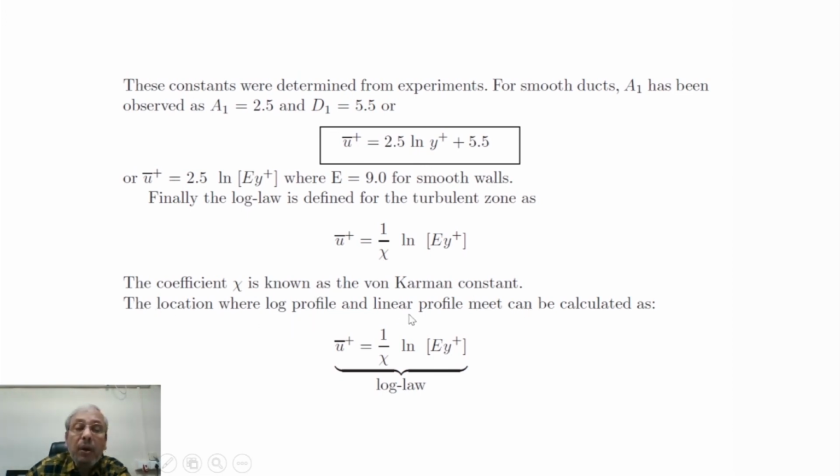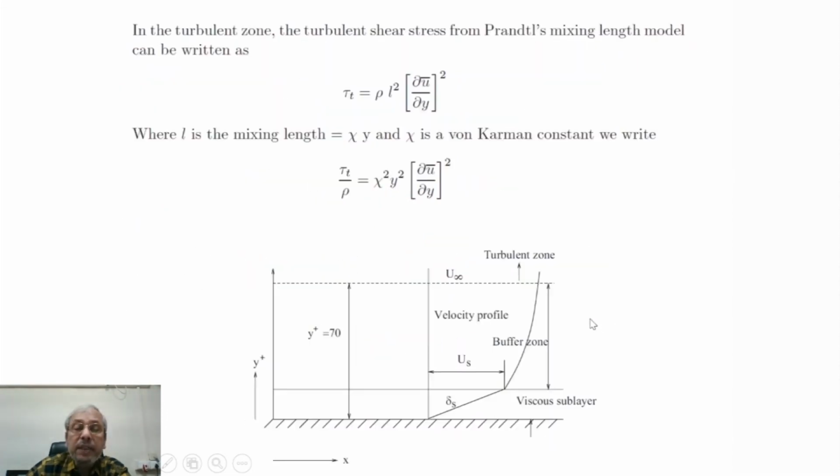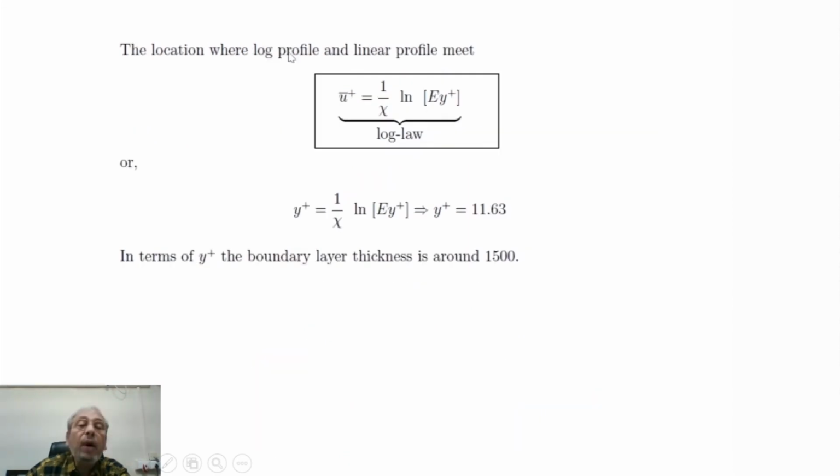The location where the log law profile and linear profile meet can be calculated. It is really of interest to find out this location, this distance in y plus, where this log law profile, which is the profile for the fully turbulent zone, and this linear profile, which is the profile for the viscous sublayer, merge or meet. The log law profile is ū plus equal to 1 by chi ln E y plus, and the equation for the linear profile is ū plus equal to y plus.